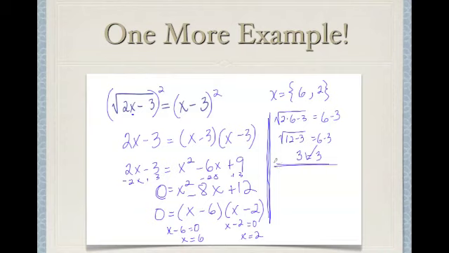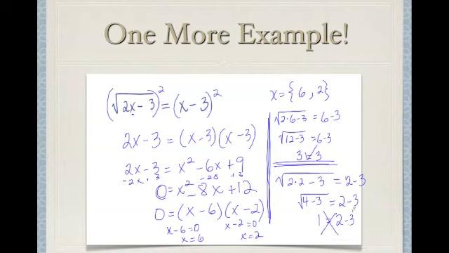So let's try 2. The square root of 2 times 2 minus 3, and we're testing to see if that equals 2 minus 3. So the square root of 4 minus 3, 4 minus 3 is 1. The square root of 1 is just 1. And so that doesn't work because this is a negative 1.